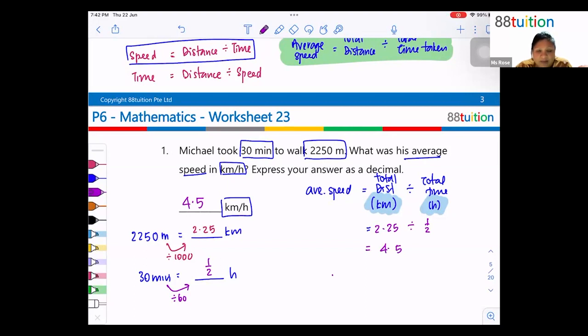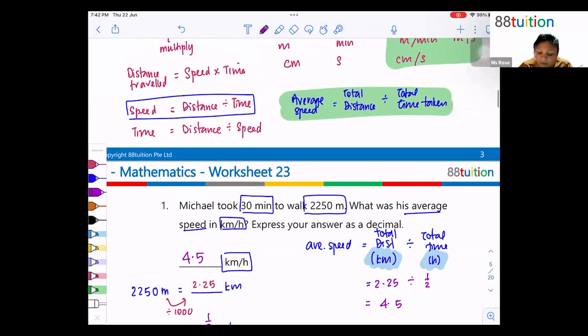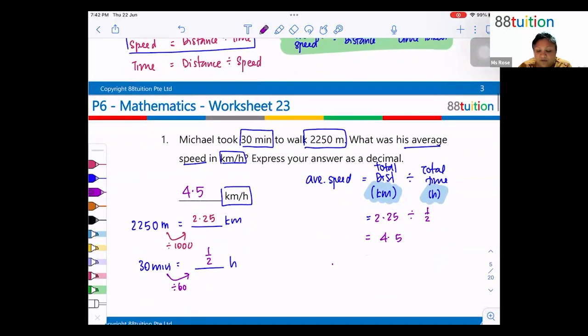Okay, so just based on the formula that we have here, whereby average speed is equals to total distance divided by the total time taken. So in this case, the total time taken is half an hour. And the distance traveled in half an hour is 2,250.